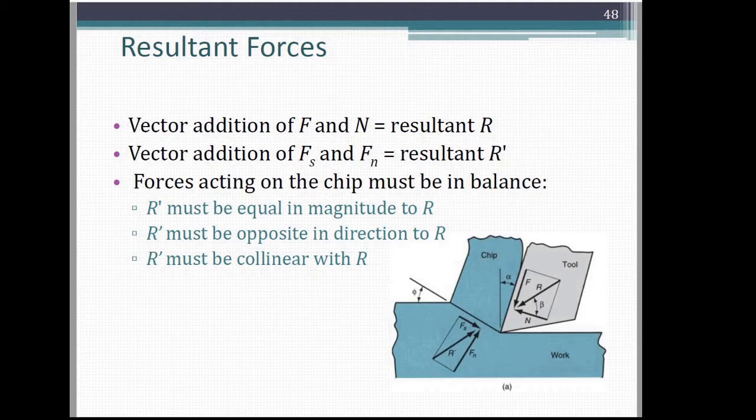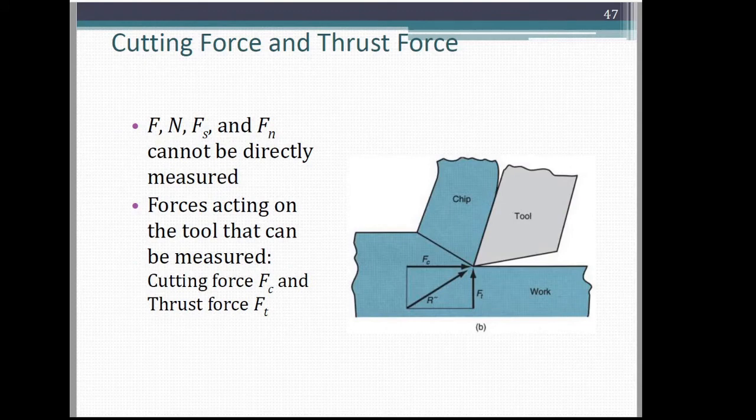resultant R dash. For equilibrium of forces acting on the chip, the resultant R dash and the resultant R should be equal in magnitude, they should be opposite in direction, and they should be collinear. Collinear means they are acting through the same line. The above mentioned forces which are acting on the chip are not measurable. So they are called non-measurable forces. These forces cannot be directly measured.